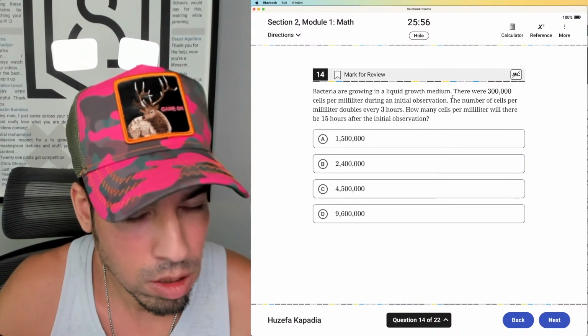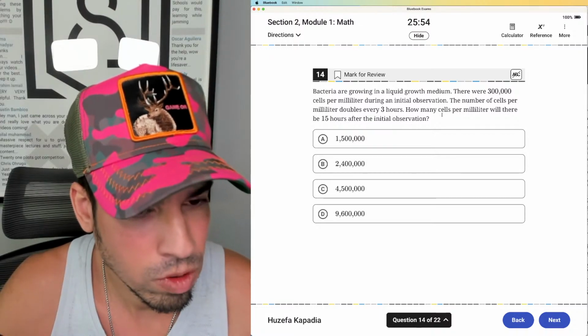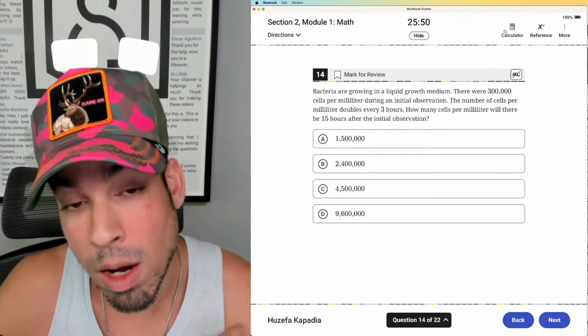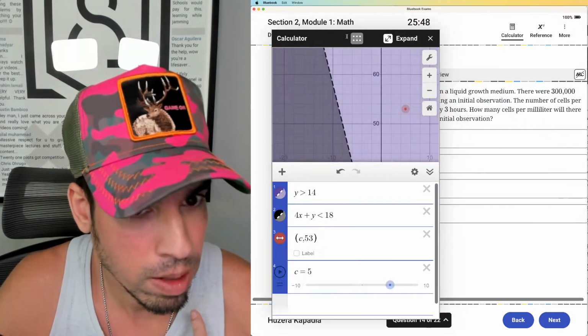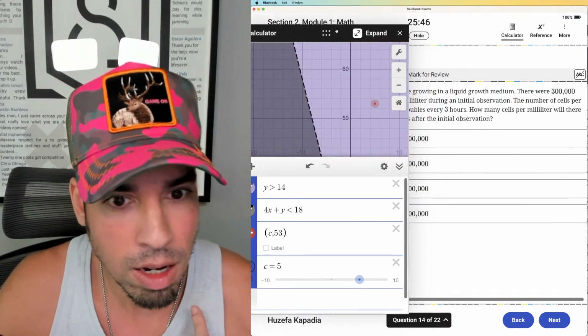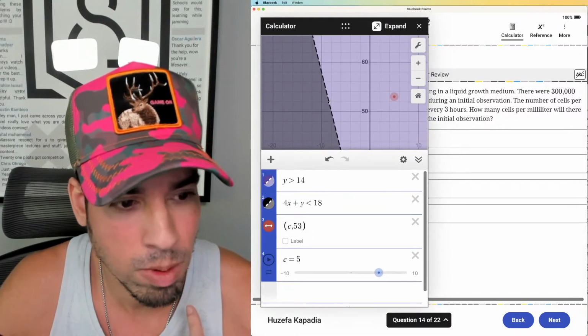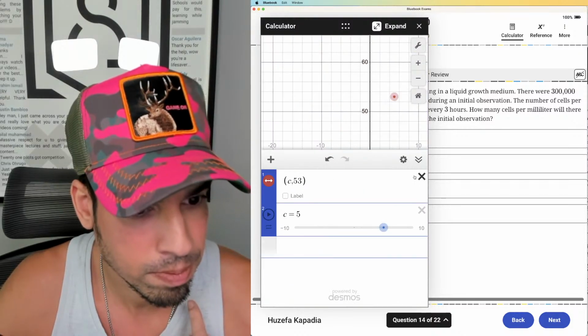There were 300 cells initially. The number of cells doubles every 3 hours. How many cells will there be in 15 hours? So the way I would do this in Desmos is as follows, okay? I would say how many cells per milliliter will there be in 15 hours? Okay, watch this. This is how I would do it.